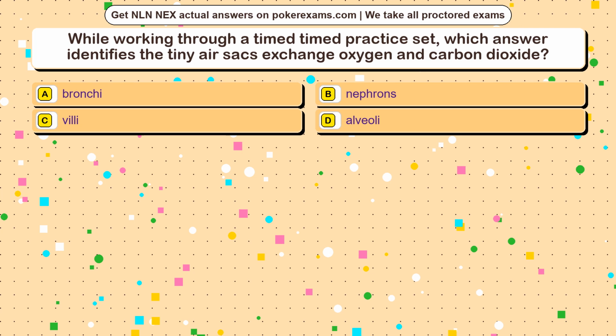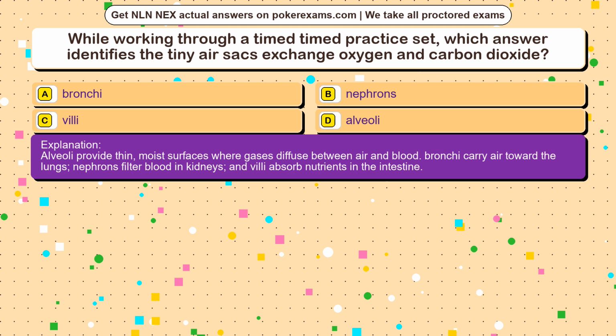The correct answer is option D. Alveoli provide thin, moist surfaces where gases diffuse between air and blood. Bronchi carry air toward the lungs, nephrons filter blood in kidneys, and villi absorb nutrients in the intestine.